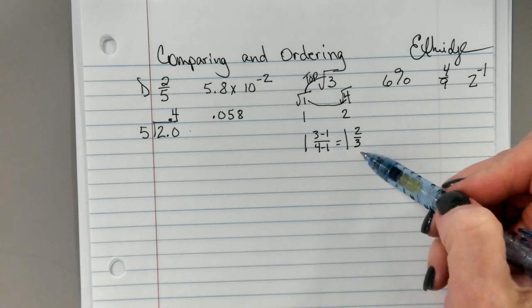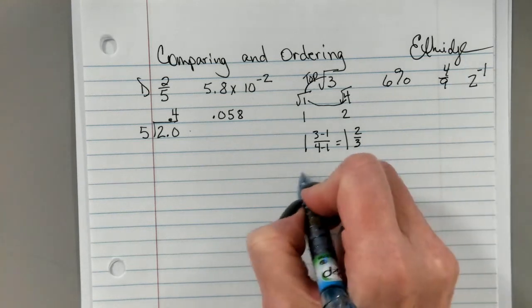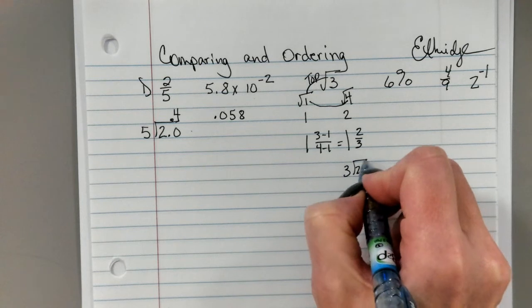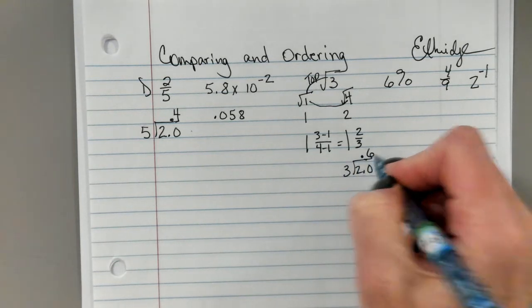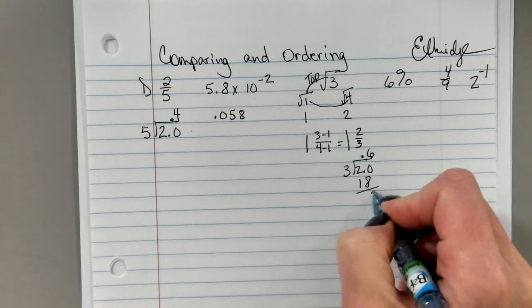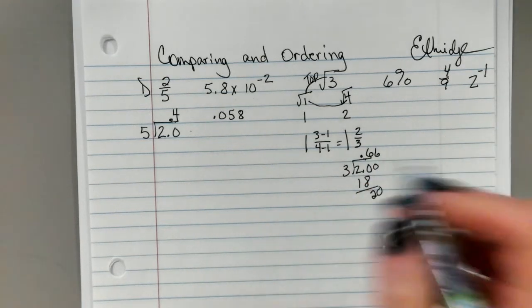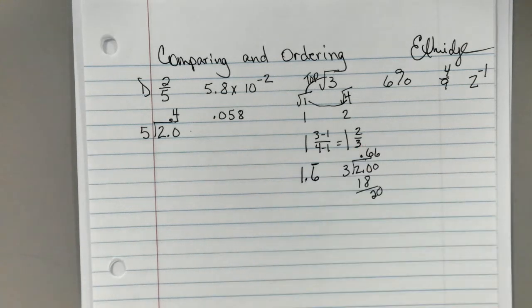Now, if you change 2/3 to a decimal, and we did this one the other day, you're going to divide 3 into 2, so really 3 into 20. 6, 18. You're going to get that 2 again, so you can see what's happening. We're repeating. So 1.6 repeating is that value.